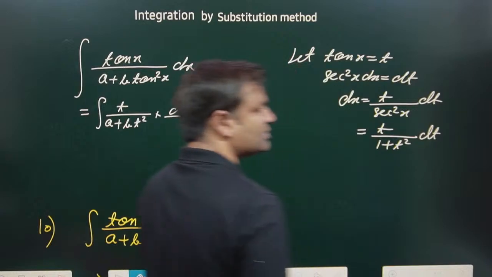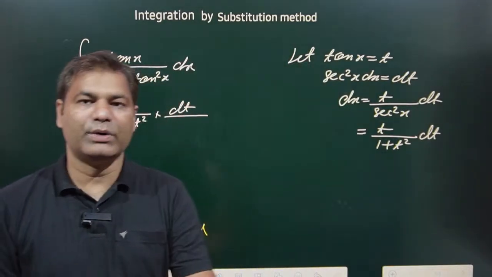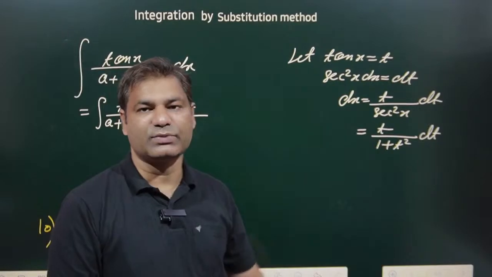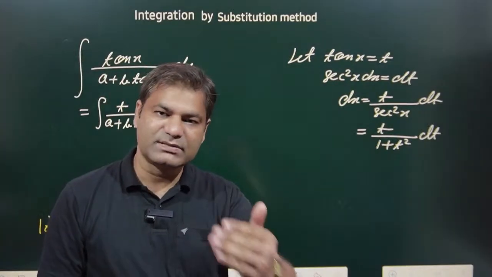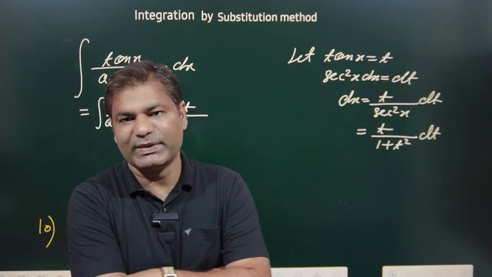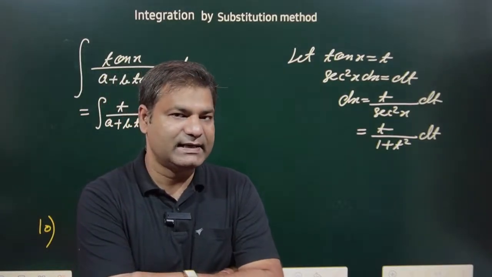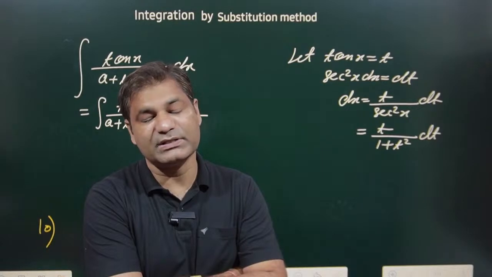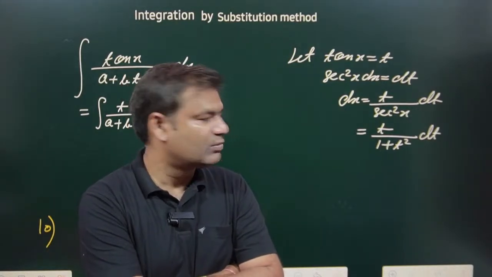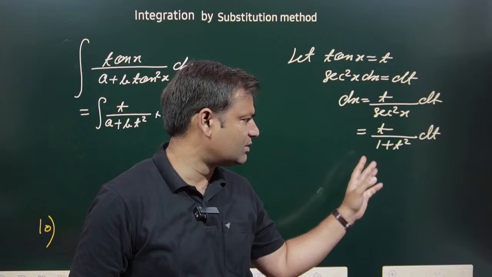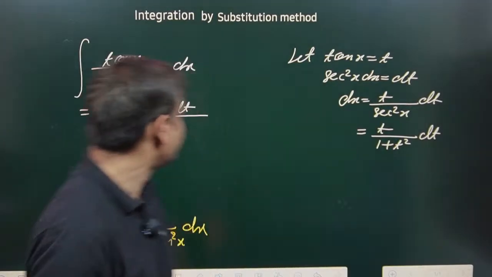Why? Because sec square x is basically 1 plus tan square x. I know that tan x is t, so 1 plus tan square x is 1 plus t square. So dx is replaced by dt upon 1 plus t square. Okay.